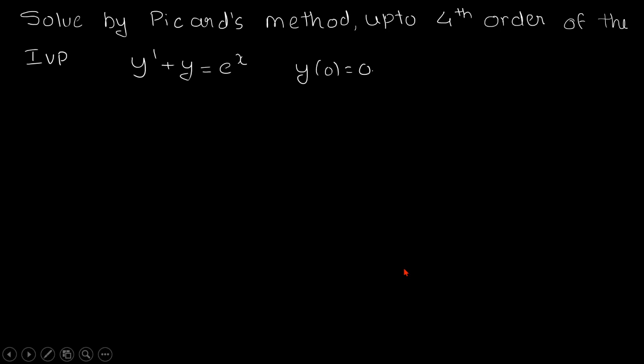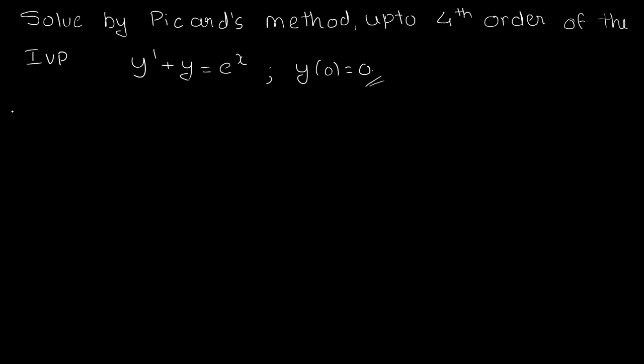Hello students, in our previous video we had already seen how to solve a problem using Picard's method. In this video we will solve one more problem. The question is: solve by Picard's method up to fourth order the IVP y' + y = e^x, where y(0) = 0.